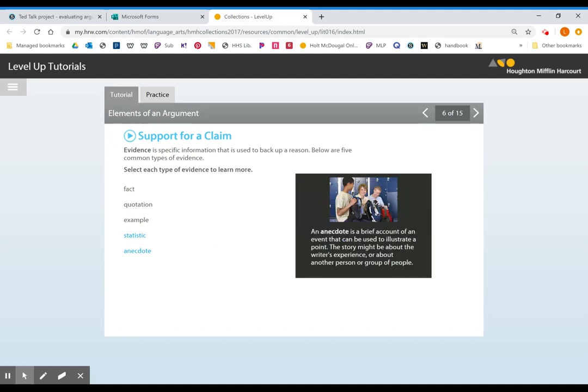Lastly, an anecdote. And an anecdote is a brief account of an event that can be used to illustrate a point. The story might be about the writer's experience or about another person or a group of people. So in the Is Survival Selfish selection, the author gives an anecdote about she and her friend at the train station. Right? That was a personal story about something that happened to her.